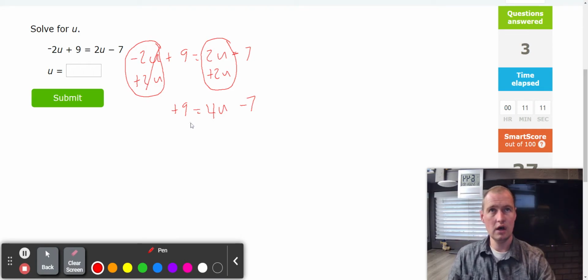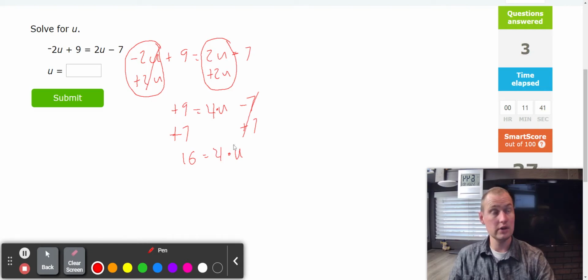All right, let's see. Two-step equation. We got 4 times u minus 7. Add and subtract first, so we're going to add 7 to both sides. So positive 9 plus positive 7 is equal to 16 equals 4 times u, and the 7s are inverses or opposites, which makes them eliminate, which is nice.